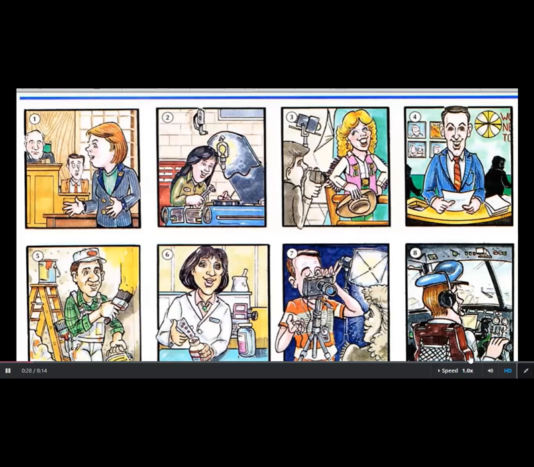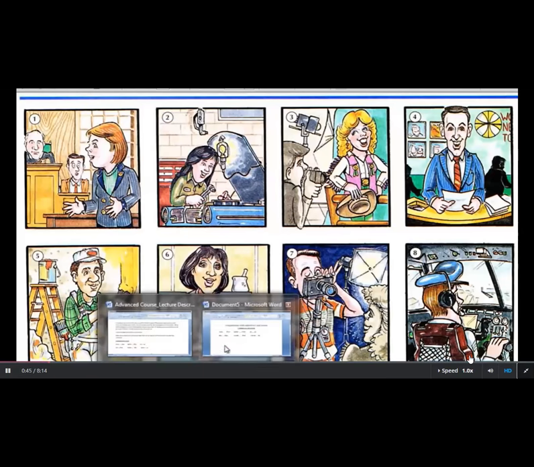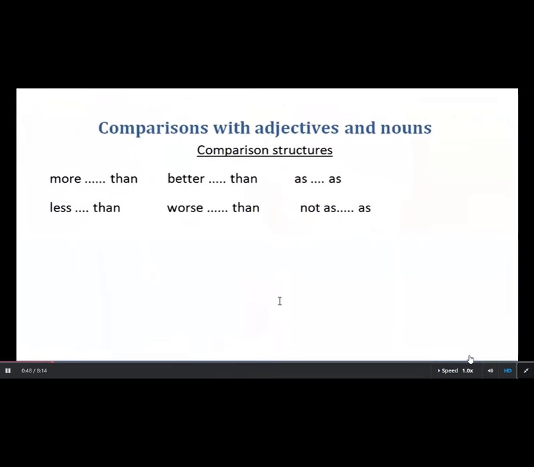So in order to express these ideas, we need to use adjectives and nouns to make these comparisons. So let me just present the structure. But before we do that, I would like to present these comparison structures. Let me just quickly point out that all the comparisons that we're going to do in this class and the following, we're just going to use these few comparisons. As you can see, we're going to use these words to make the comparisons.